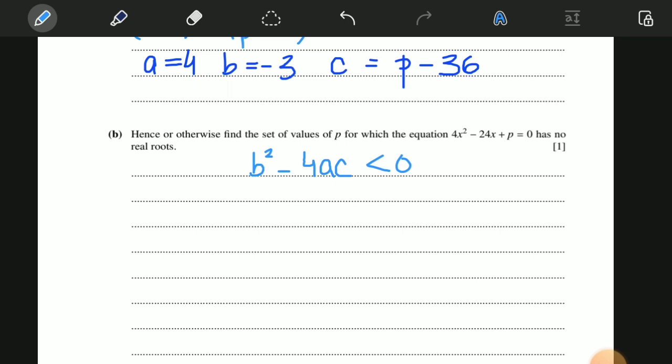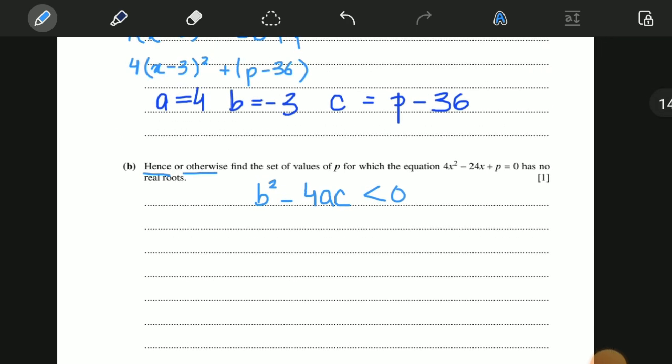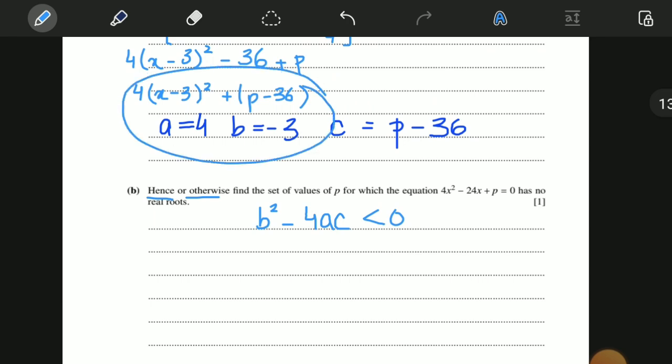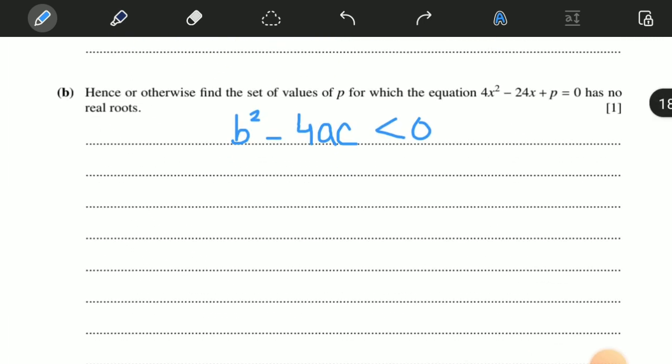There are multiple methods. As they have said, hence or otherwise means you can either find it using this completed square form, or you can find it otherwise. That means you can find it by using your original quadratic equation. So let's try doing both ways. First we are trying to do it using your quadratic equation. So see what b is over here.